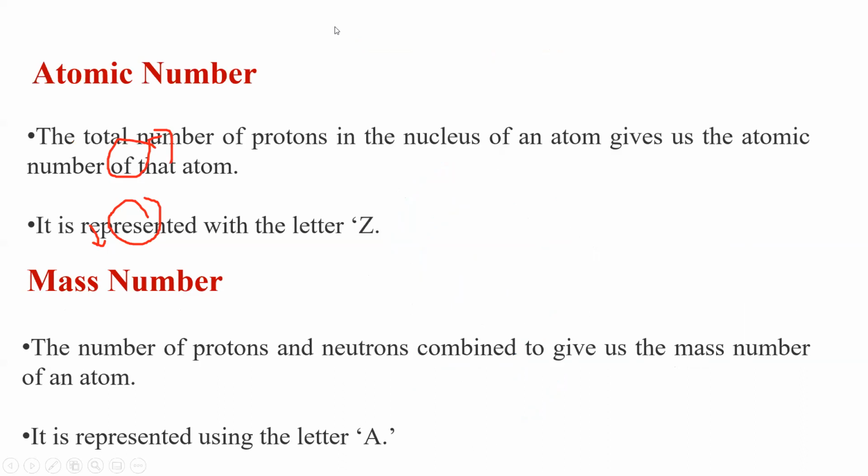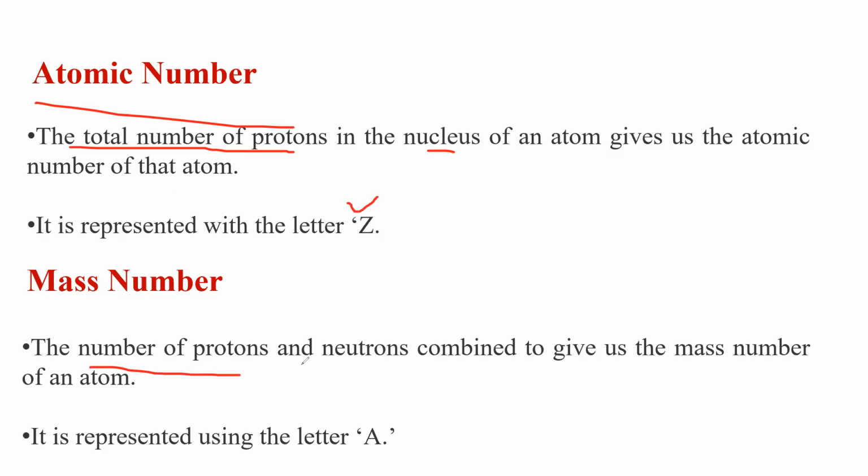Now, as I clear, atomic number is nothing but the total number of protons present in the nucleus. It is called the atomic number, represented by Z. And what is the mass number? The number of protons plus neutrons.